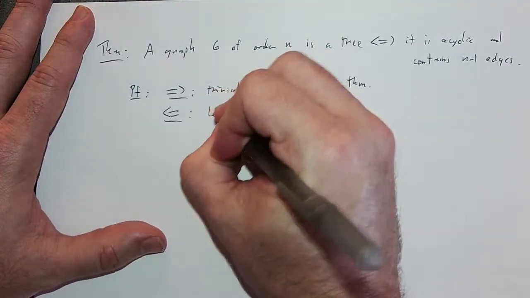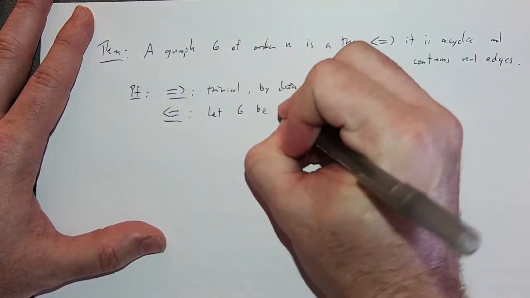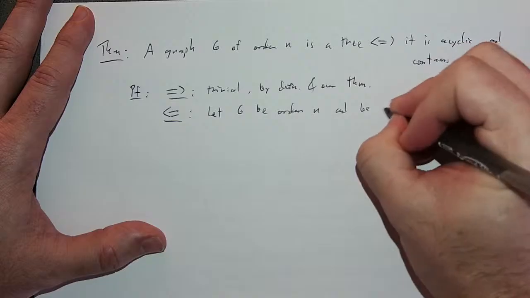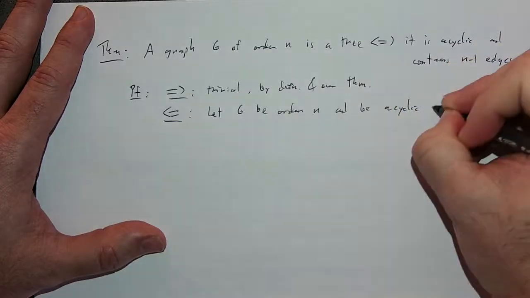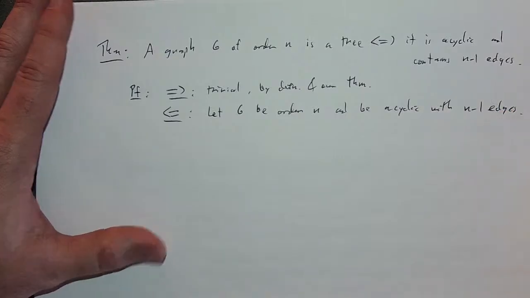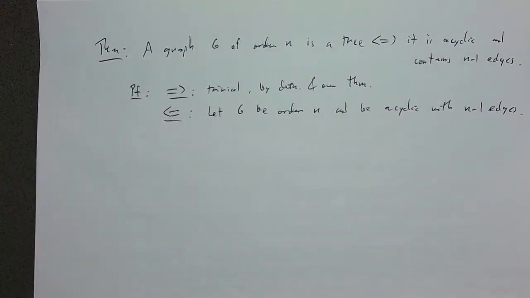So let G be of order n and be acyclic with n minus 1 edges. We have to show that G is connected.